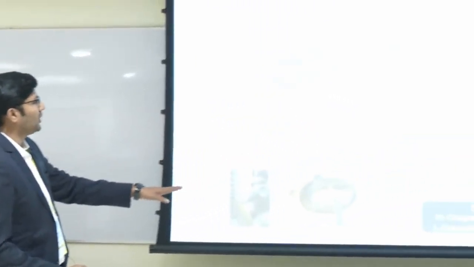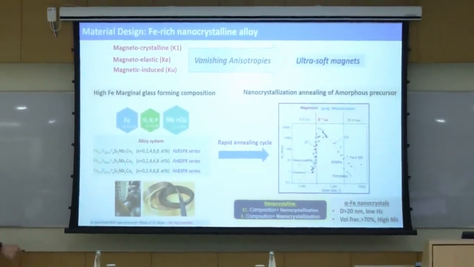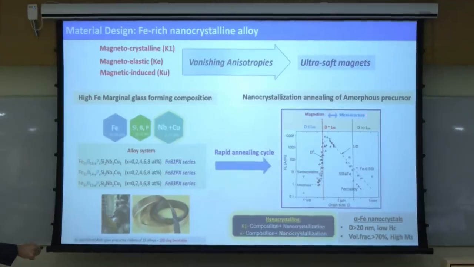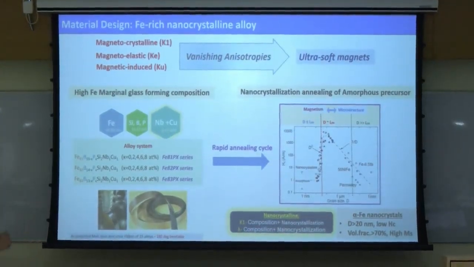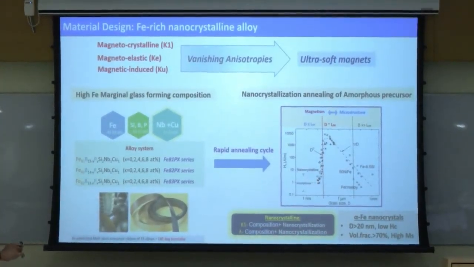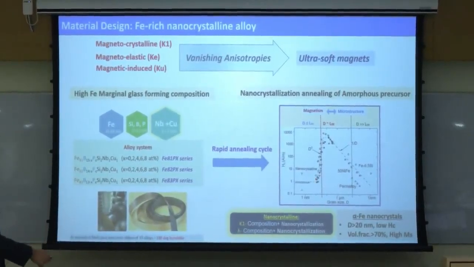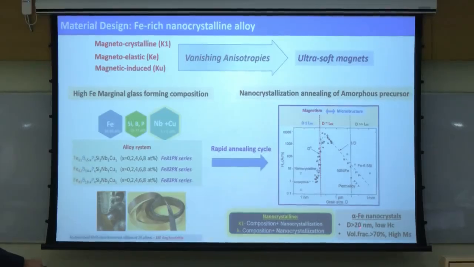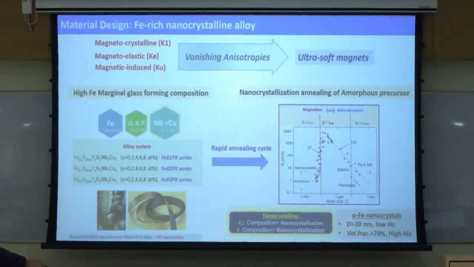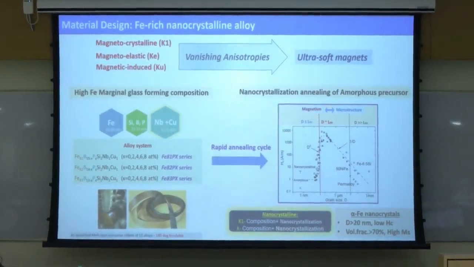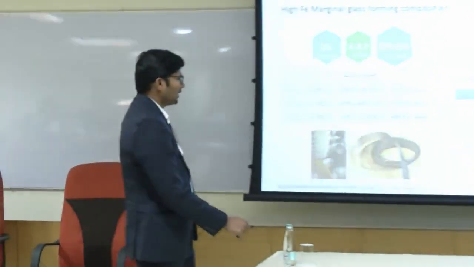The next process: this is already a soft magnet material, but you can make it much softer with nanocrystallization annealing. This is the famous Herzer plot where magnetism and microstructure can be correlated. Finally, what we have to keep in mind is that the nanocrystal grain size should be less than 20 nanometer, so your coercivity will be low because of the exchange effect. And next, your volume fraction should be higher, so the saturation magnetization will be higher.